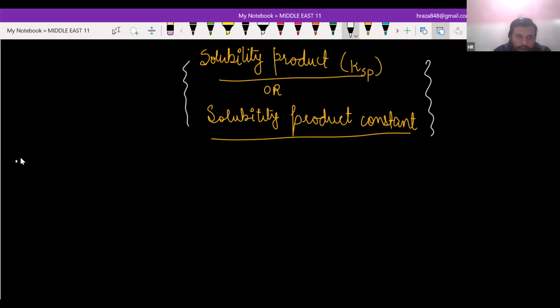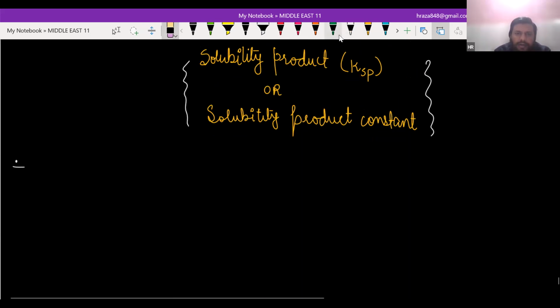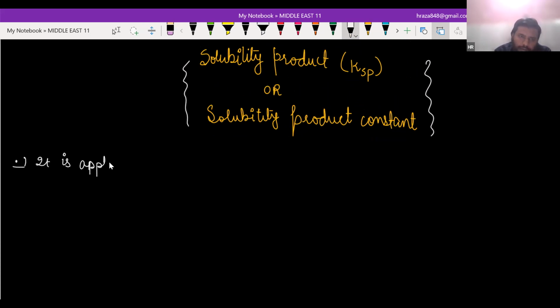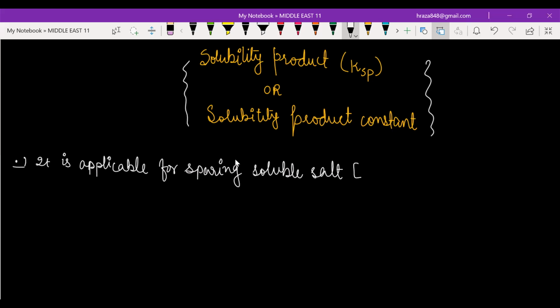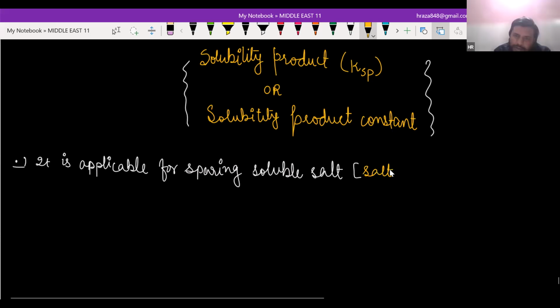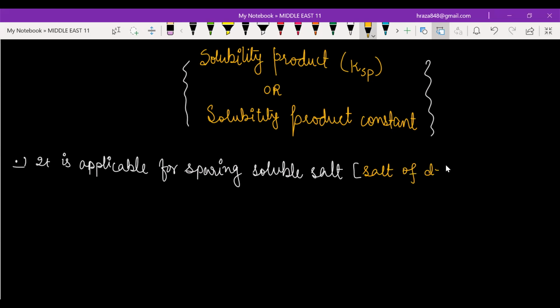You write a point here. It is applicable for sparingly soluble salt. Do you know what sparingly means? Anyone? No, sir. That means it is not completely dissolved or soluble. That means it is slightly soluble. Is this clear? Yes, sir.